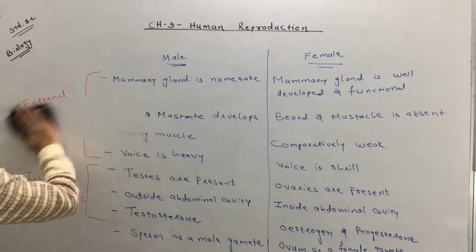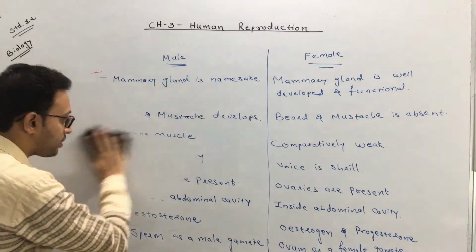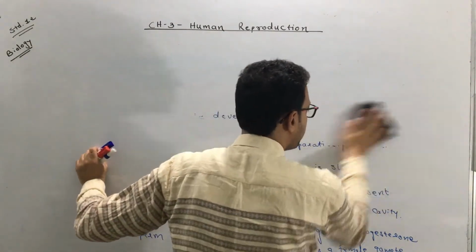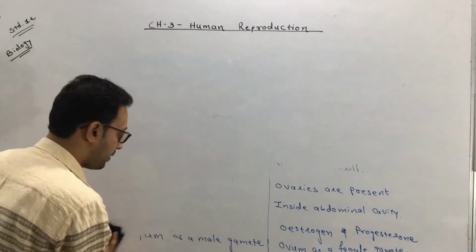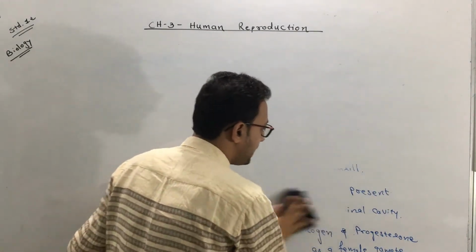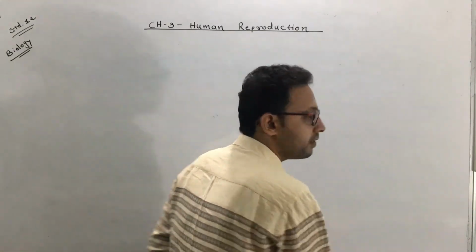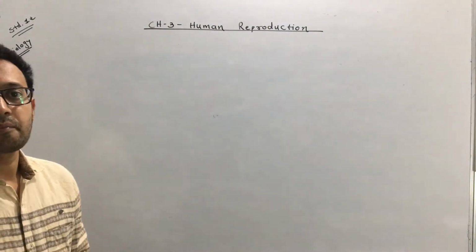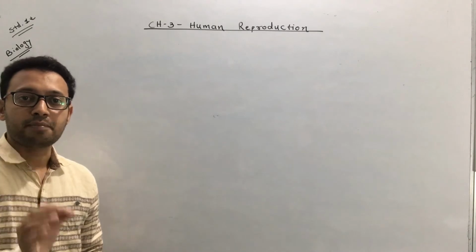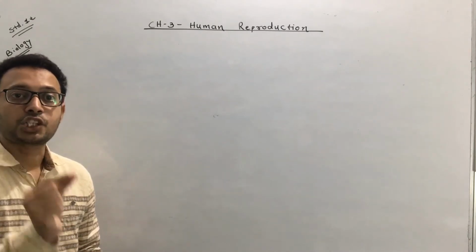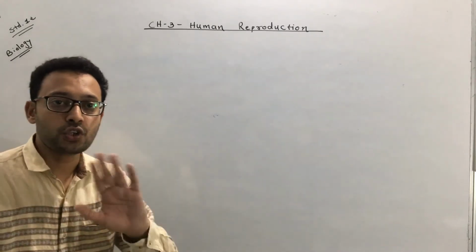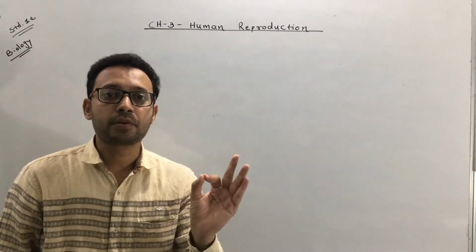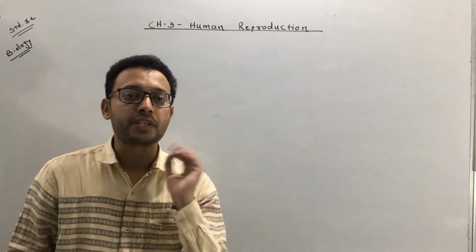Now all of you know that the human being is unisexual. They show a sexual dimorphism, meaning sexually they are different. They are viviparous animals, meaning they give birth to a young one. And the important thing is they exhibit sexual mode of reproduction. Humans do not reproduce by asexual method, they always reproduce by sexual mode of reproduction.